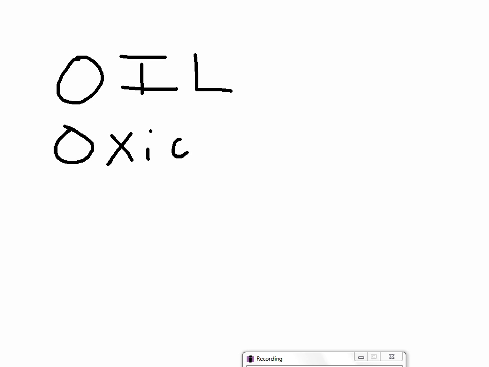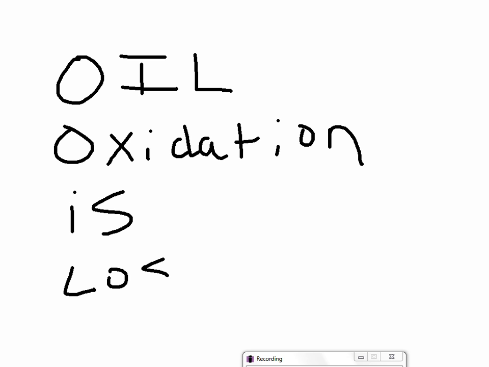If you think about it this way, OIL stands for oxidation. Oxidation is loss. So when we say something gets oxidized, we are losing electrons. And if you are losing electrons, you are becoming more positive.